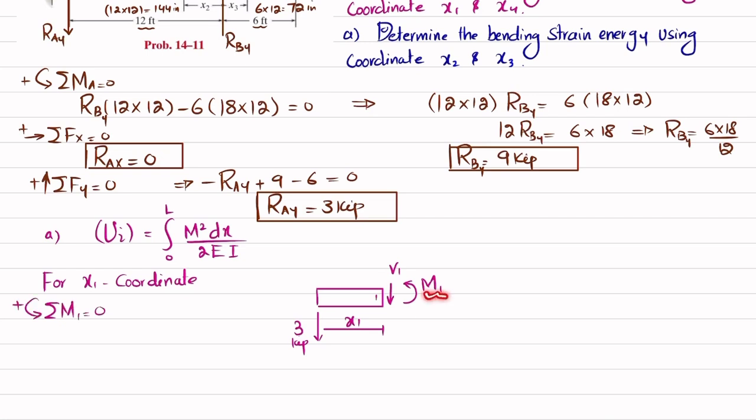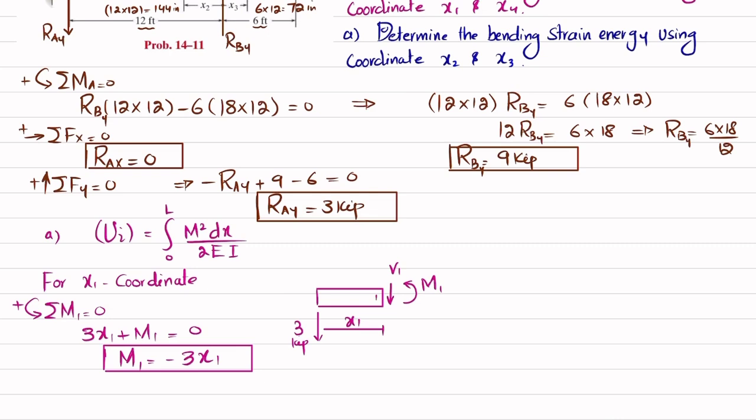So we will need this bending moment because we will use it in this equation. So 3 into perpendicular distance about point 1 is x1, and this is the moment which is positive. So 3x1 plus M1 is equal to 0. So from here we will get M1 is equal to minus 3x1. This is the moment equation for coordinate x1.